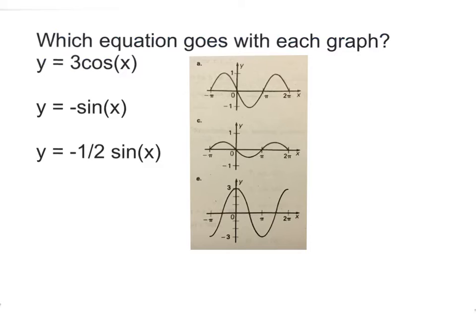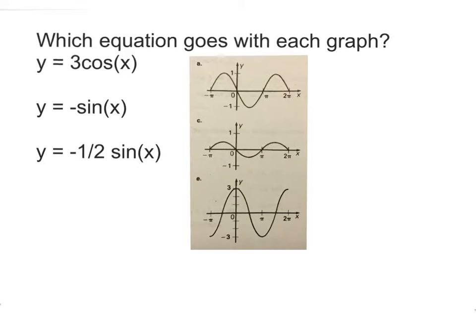For example, here, we have 3 cosine of x. Notice nothing is being subtracted from the x, and there's nothing added on to the end. So this one has not been shifted left or right or up or down at all. In this case, 3 is being multiplied by the cosine. So what that means is all of the y coordinates get multiplied by 3.